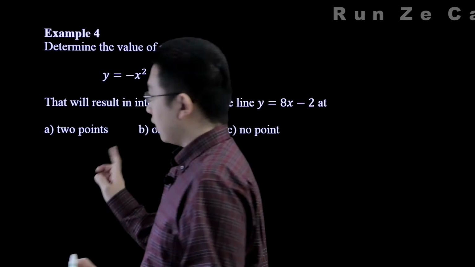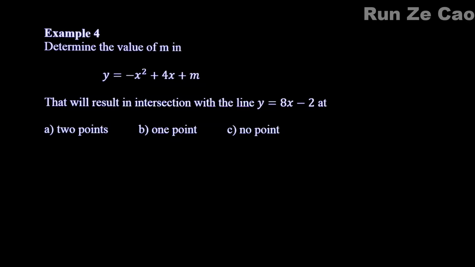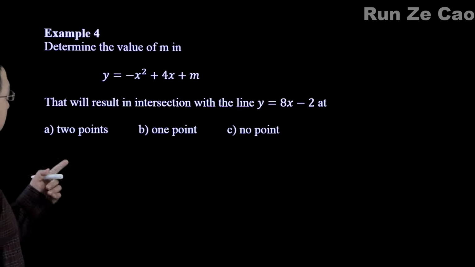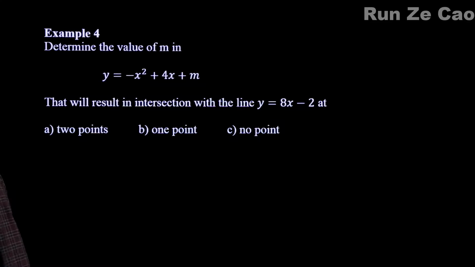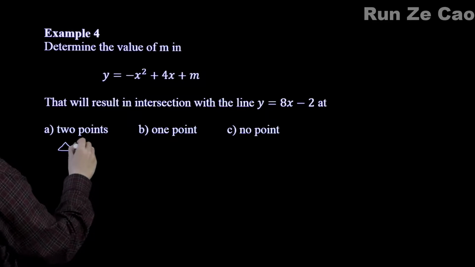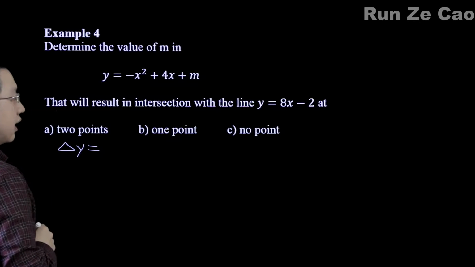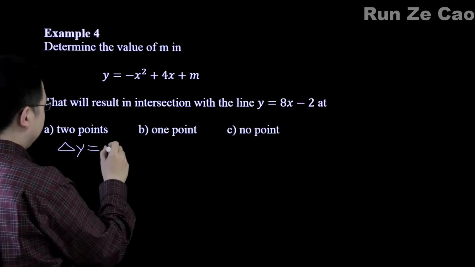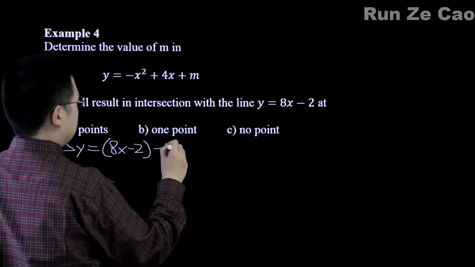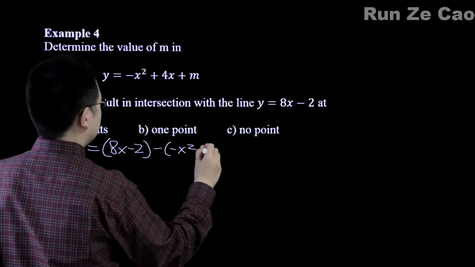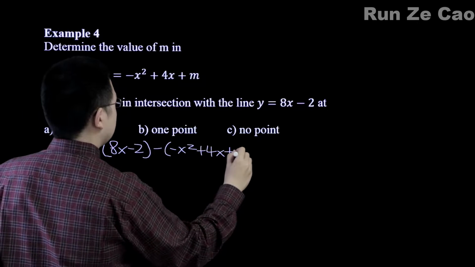Well, this m is not a slope. We're using m just as a variable here. So, we are looking for intersection with the line y equals 8x minus 2 at 2 points, 1 point, and no point. What we are looking for is that delta y is equal to what exactly? 8x minus 2 minus negative x squared plus 4x plus m.